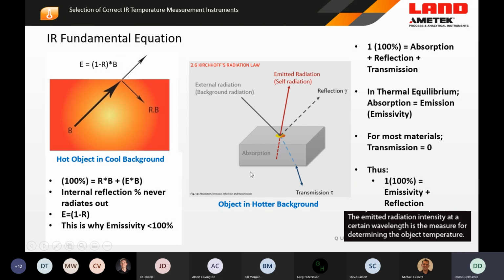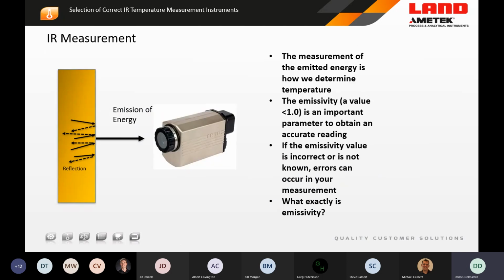It's the emitted radiation intensity that we saw on those graphs before at certain wavelengths, which is what we're measuring for the determination of the object temperature. So we're looking for temperature at a specific wavelength. So here's that hot object, internal reflection. Some of that energy is being emitted. The measurement of the emitted energy is how we determine the temperature.